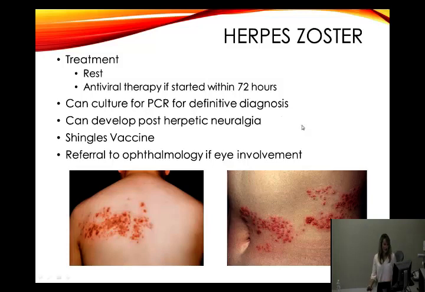And you can get shingles more than once, so even if somebody has had shingles, we still recommend the vaccine, because some people will come in and they're confused about that. They say they've already had it, they're not going to get it again. That's not true. The chickenpox virus is in the nervous system, so they can get it again.